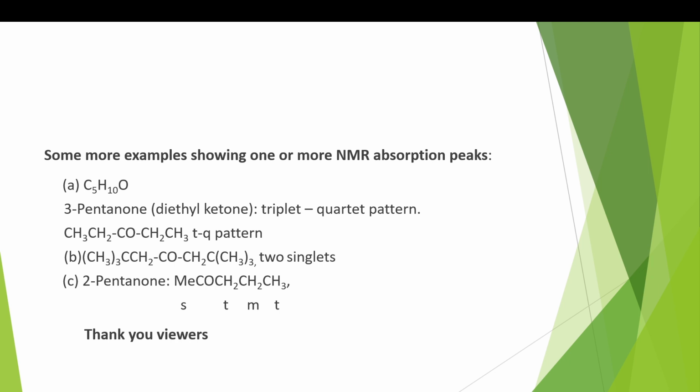Some more examples showing one or more NMR peaks are shown here: C5H10O, 3-pentanone, diethyl ketone, ethyl. Another example, CH3, CH2CO, CH2, CH3: 2 singlet; 2-pentanone: 1 singlet, 2 triplet, 1 multiplet.